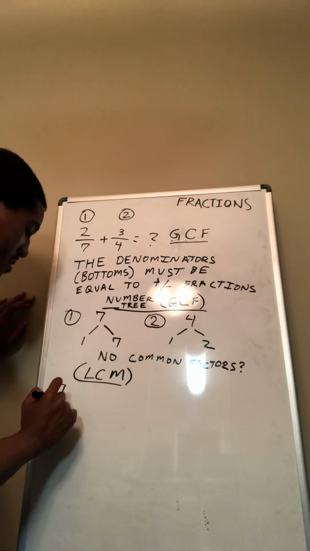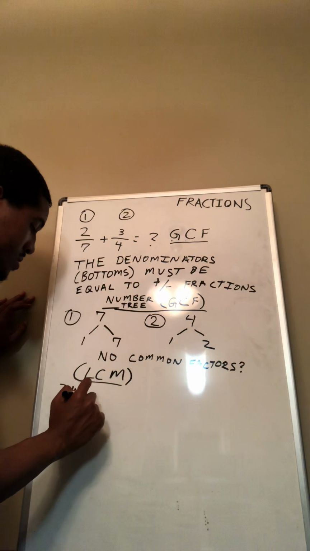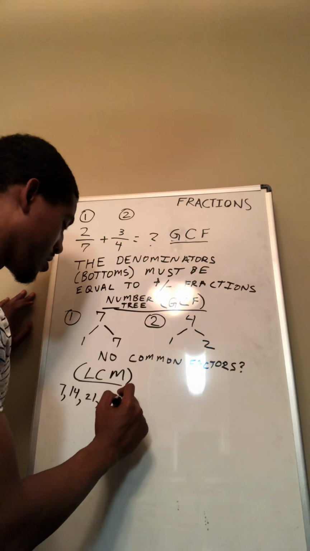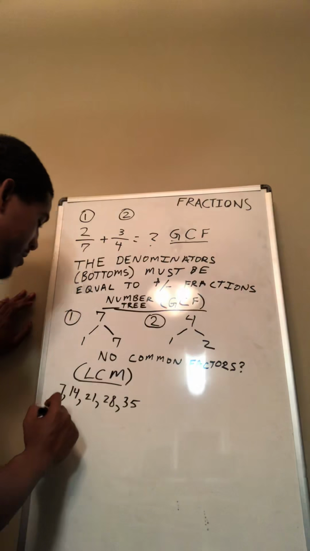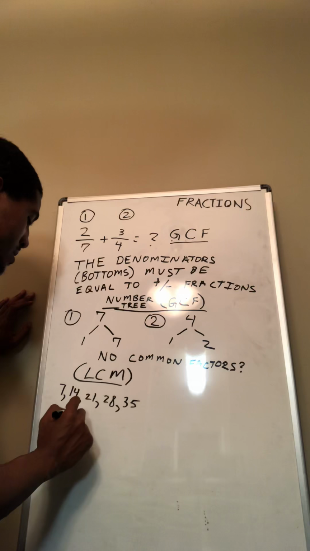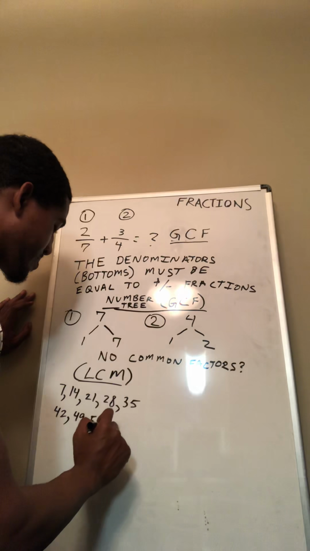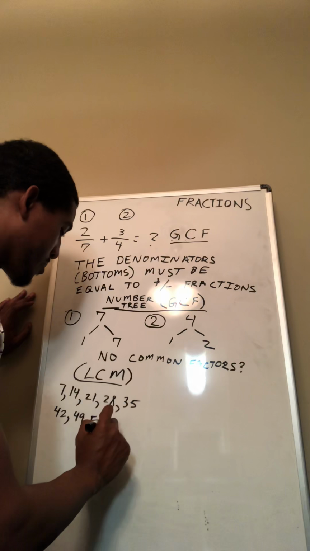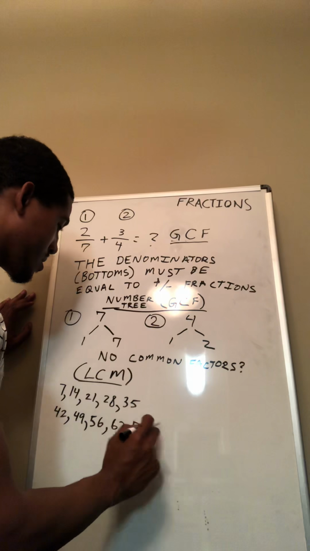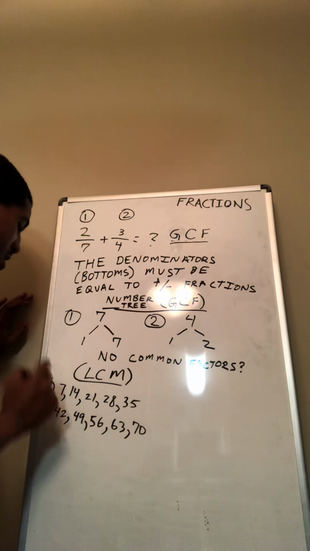So the multiples of 7 are 7, 14, 21, 28, 35. We're going to drop down here. We're going to say 42, 49, 56. We're going to go all the way up to the tens place, so we're going to go 63 and 70. So these are the multiples of 7, 1 through 10.